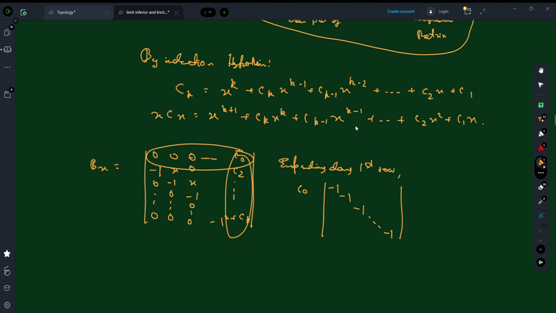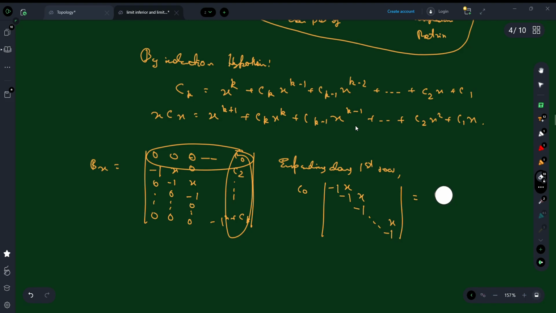And then you have x here, and so on. But these are the super diagonal elements, right? What should be the determinant of this? The product of the diagonal elements. It's an upper triangular matrix, right? Therefore, it's C0 times 1, right? It's typically C0.